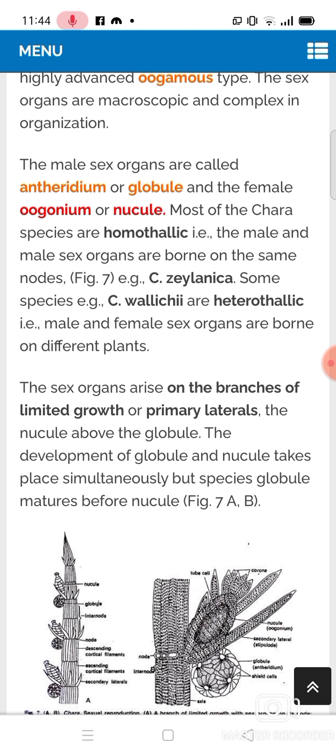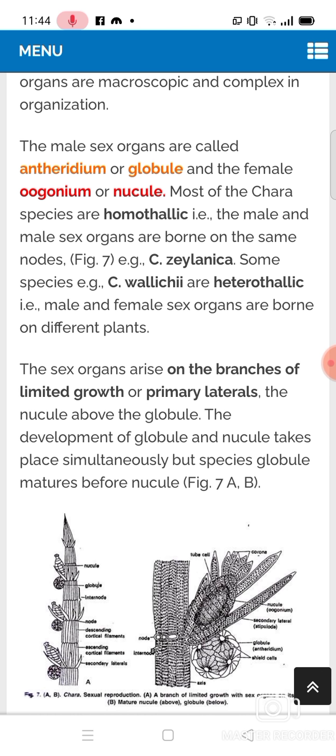So homothallic is a condition or a type of thallus in which male and female sex organs are borne on the same node or the same algae. Means the same plant, or the same thallus of the algae, contains both sex organs. So such type of thallus or plant is called homothallic. Here examples are also mentioned.